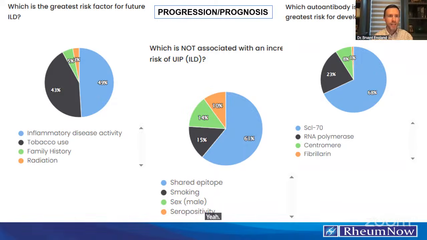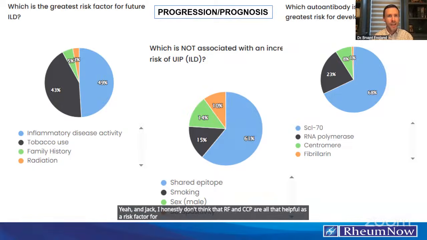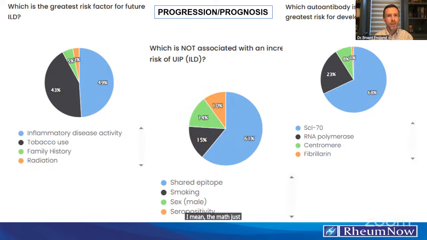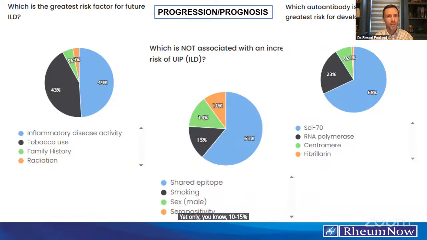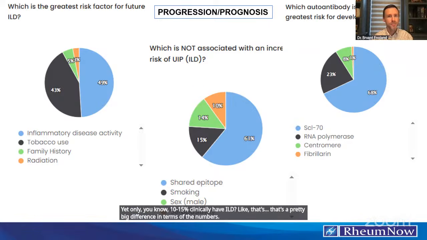Yeah, Jack, I honestly don't think that RF and CCP are all that helpful as a risk factor for RA-ILD. I mean, the math just doesn't add up very well. If 70% of RA patients have RF or CCP, yet only 10 to 50% clinically have ILD, that's a pretty big difference in terms of the numbers.